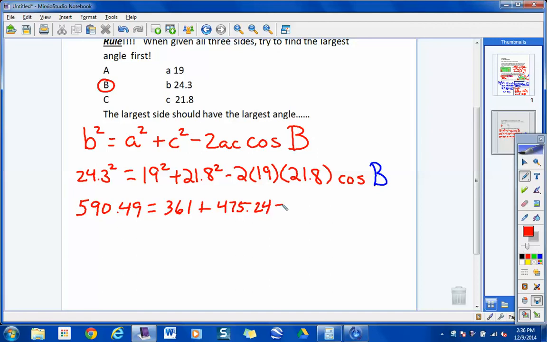All right, this one here, we said go ahead and try and calculate the whole thing. You guys agree on this part right here? The only thing I can calculate is that part. So somebody punch up 2 times 19 times 21.8, please. 828.4. Yep. Times the cosine of B.